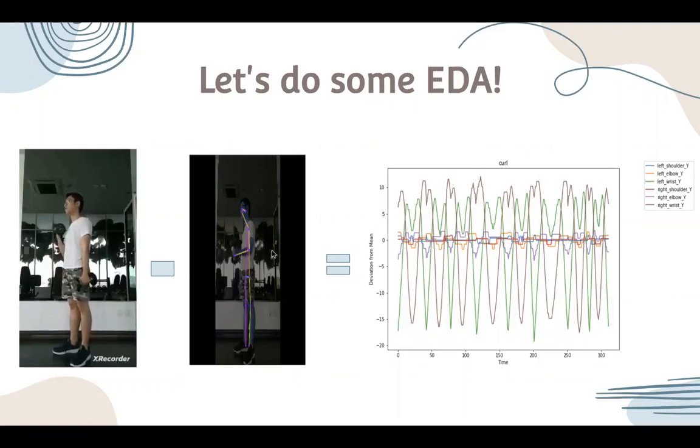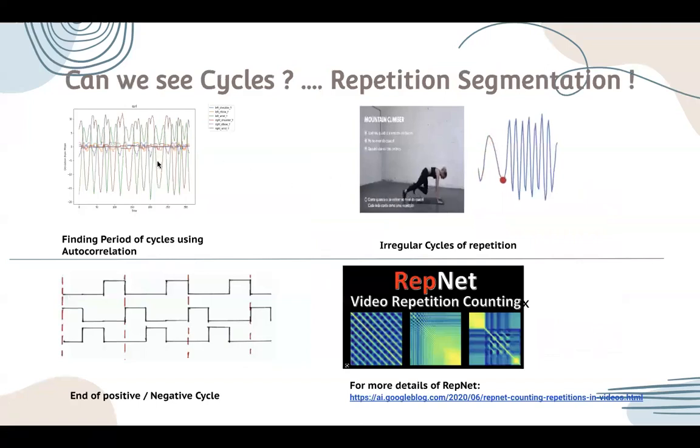So now we subtract this mean position from the key points of all the frames. So we will get the deviation of key points as in the above plot. We further normalize this deviation with the height of the person. You can clearly see the plot of the left wrist position also mimics a sine wave. So if you go to the next slide, with this sine curve, can we see cycles now? Can we do repetition segmentation?